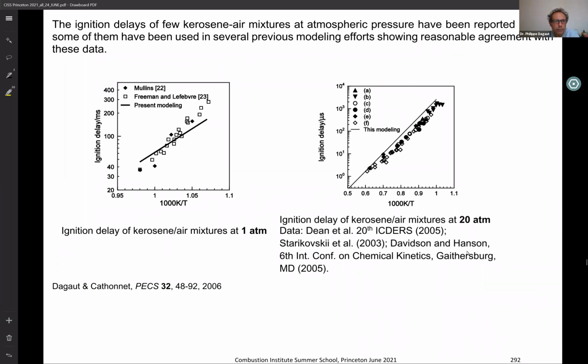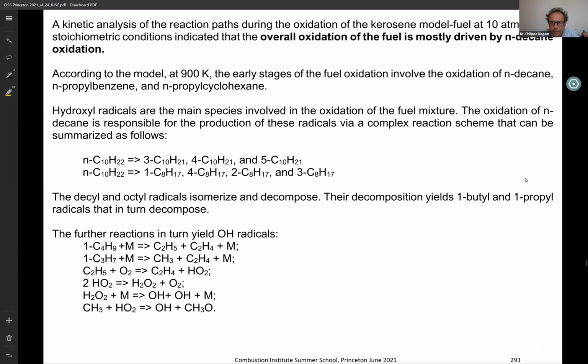And I will finish with ignition delays. So these are all data measured at atmospheric pressure. Well, we don't fit the data perfectly, and the overall activation energy computed is a bit too small. But maybe it's within the experimental errors, and we tend to be too slow against these data. Kerosene air mixtures measured at 20 atmospheres. So I will stop here, and we will continue with the analysis of what's going on in this mechanism. We will be back in about 5-10 minutes.